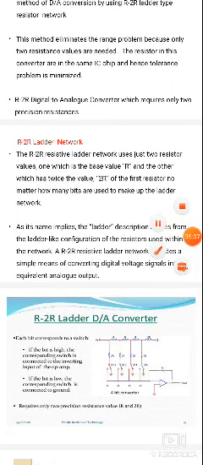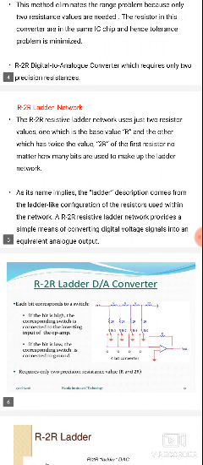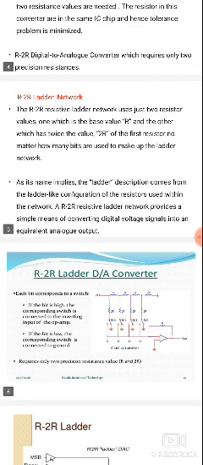The same two resistor values are used no matter how many bits make up the ladder network. As the name implies, the ladder description comes from the ladder-like configuration of the resistors within the network. So here we are using ladder-type resistors, a ladder-like construction, in which the resistors R and 2R are arranged in the shape of a ladder.